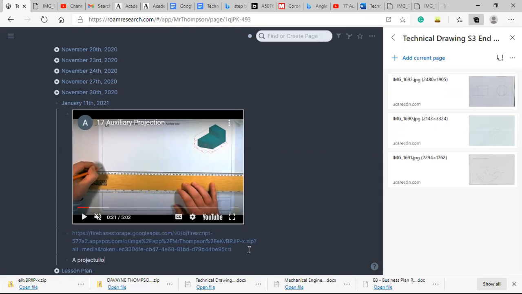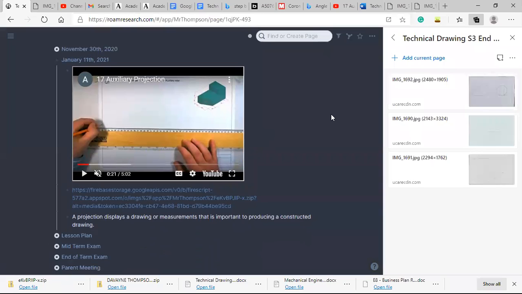A projection displays a drawing or measurements that is important to producing a constructed drawing. Okay, so if I say make me a projection, Mr. Thompson, I want you to create something that others can read and they can make that chair that I want you to make for me. Does that make sense?